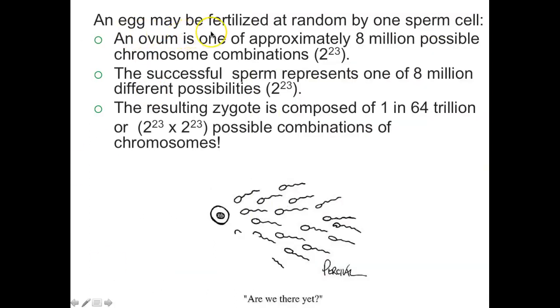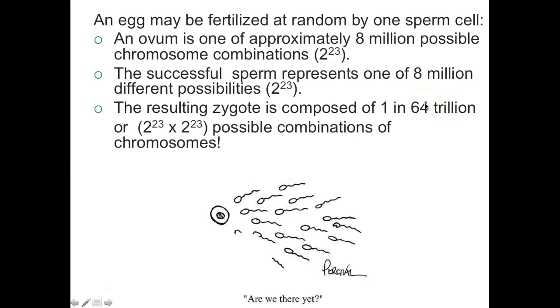So an egg may be fertilized at random by 1 sperm cell. That's random fertilization. An ovum is 1 of approximately 8 million possible chromosome combinations, and the sperm represents 1 out of 8 million possible combinations. The resulting zygote is composed of 1 in 64 trillion possible combinations of chromosomes. So that means that your mom and your dad, right, they could have the possible different kinds of eggs that a mom can make is 64 trillion.